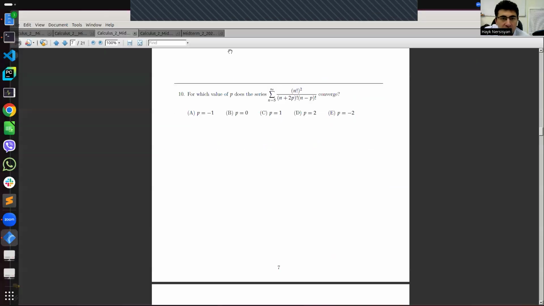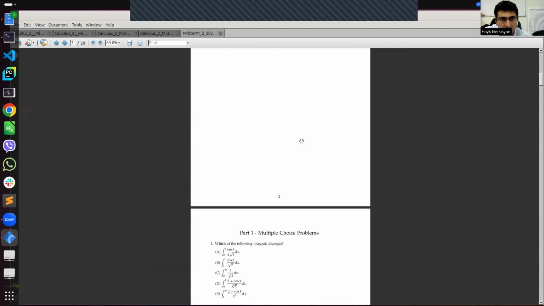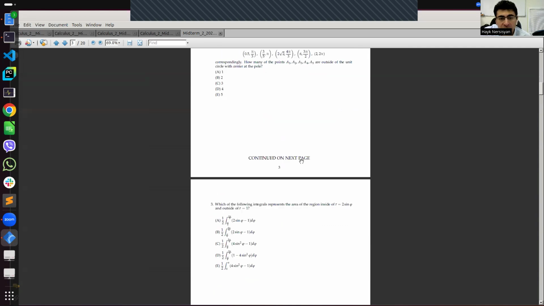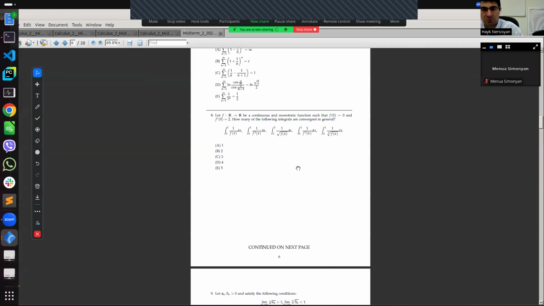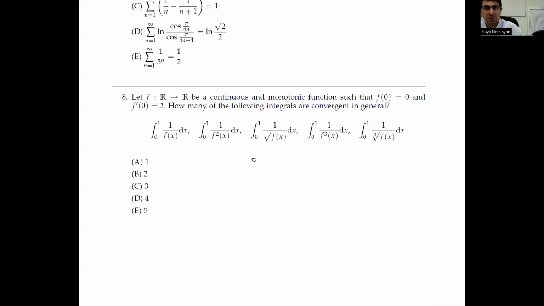So we can shift to the other test, 2022. Okay. 8 and 10 multiple choice questions. We are given f continuous monotonic function, 0 at 0, derivative at 0 equals 2. How many of the following integrals are convergent in general?